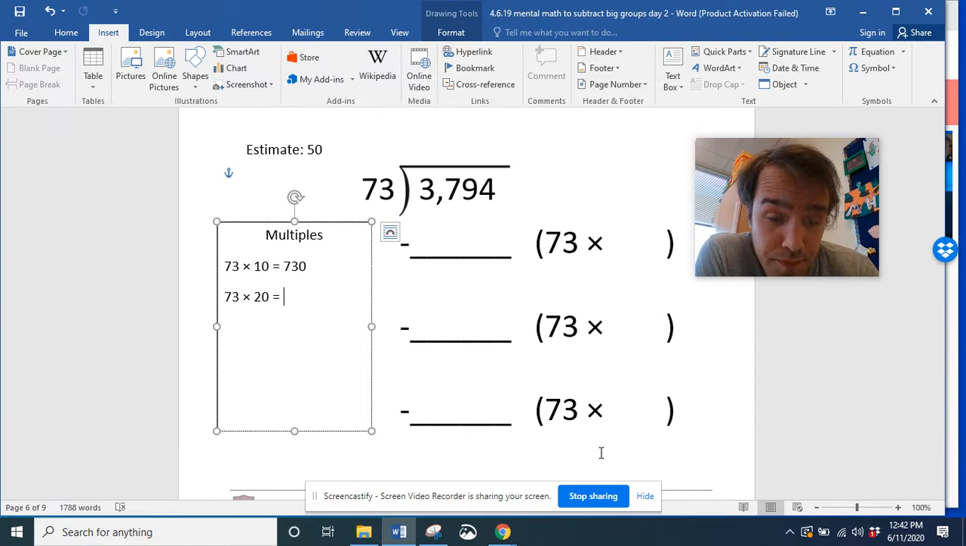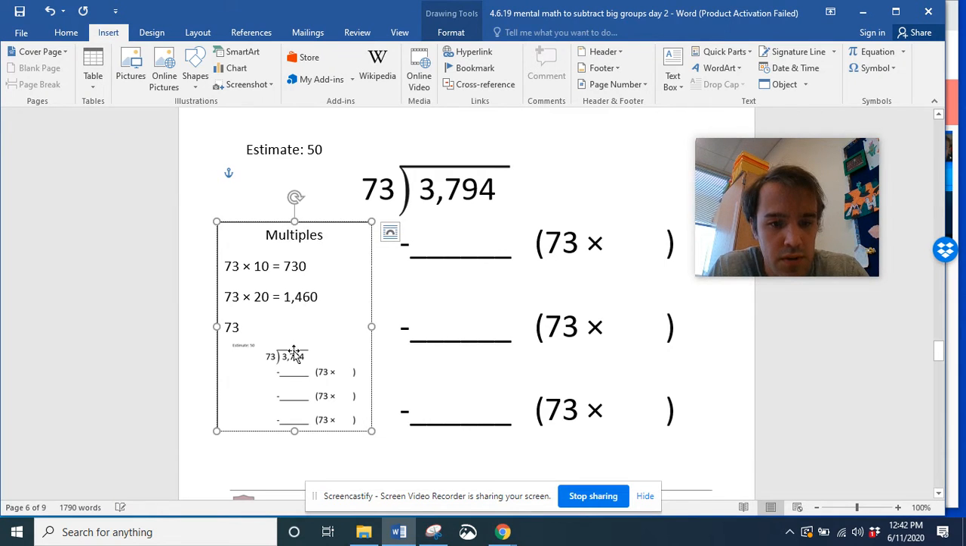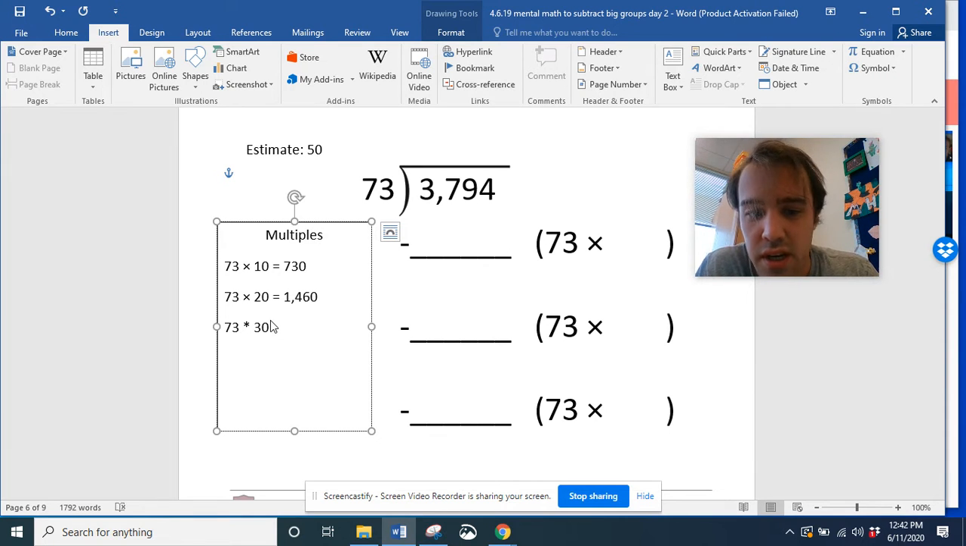First of all, we told you the other day to try and use multiples to solve problems like this. Now I started over here: 73 times 10 is 730. 73 times 20 is 1,460. 73 times 30... See, I'm already taking too long. I'm already stuck on 73 times 30, and I haven't even started dividing yet.